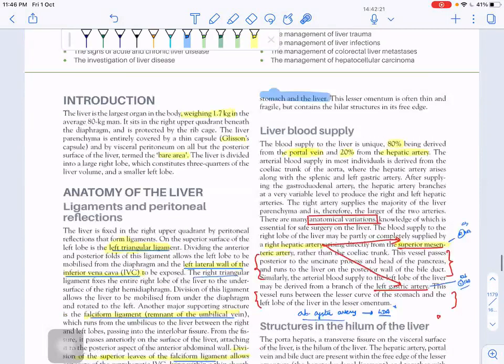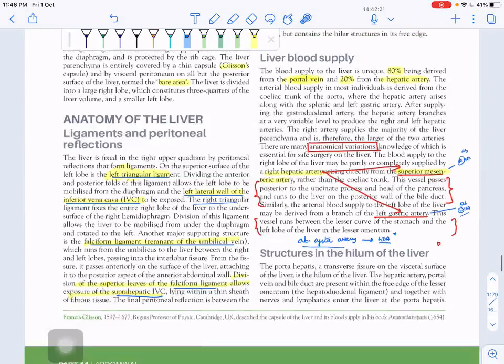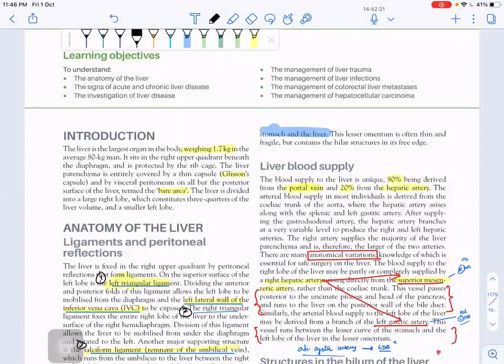Okay. First we'll see about the introduction. The weight of the liver is 1.7 kilogram. It is covered with Glisson's capsule, a thin capsule with visceral peritoneum, but the posterior surface of the liver is termed the bare area. Okay, let's come to the ligaments and the peritoneal reflections. Mainly there are 4 peritoneal reflections. One is the left triangular ligament, the right triangular ligament, number 3 is the falciform ligament, and number 4 is the peritoneal reflection between the stomach and the liver.